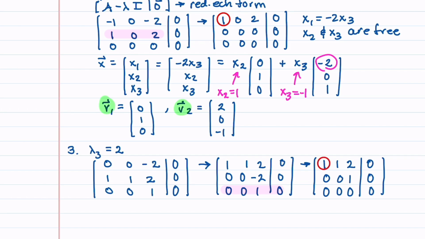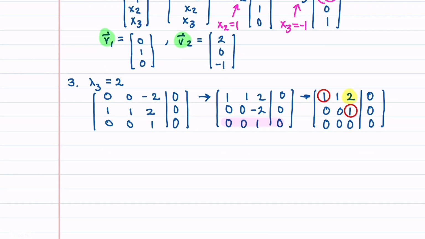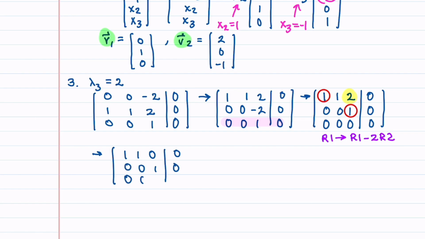Let's circle our pivots. And then we see that we have to do one more reduction step, and we have to make that entry equal to 0. To do that, we're going to take row 1 and replace it with row 1 - 2 row 2. And that's going to give us the matrix 1, 1, 0, 0, 0, 1, and then 0, 0, 0. Let's go ahead and circle our pivots again.